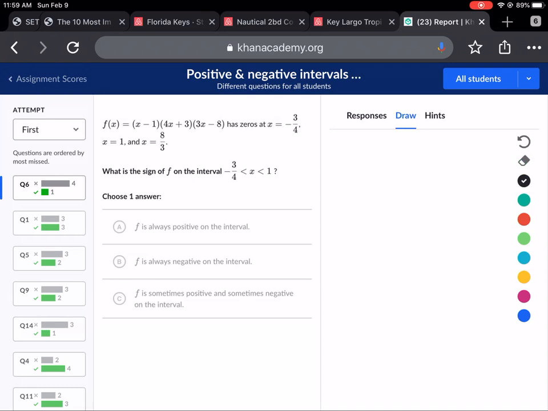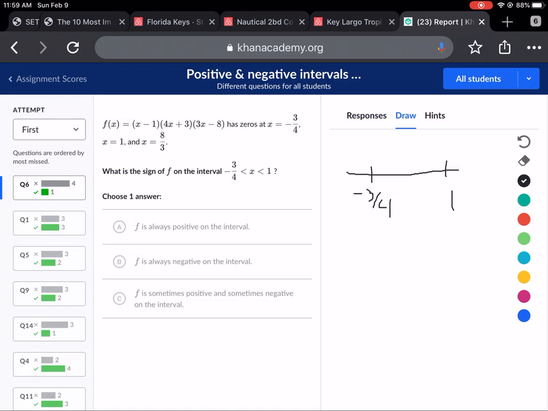But let me show you how to do it using the sign charts, because that's what we're doing right now. You've got your function with three different terms, and they're giving us the 0 points. They want to know what the sign of the function is just in the interval between -3/4 and 1. So what's going on right in between that range, which is right between two zeros?